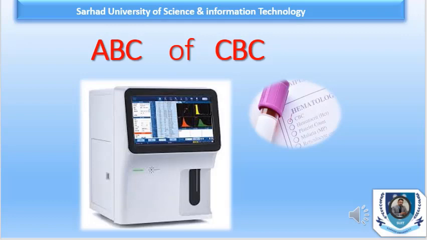Dear students, we are here with a new, very interesting and very important topic. The topic is basically CBC, and I have given the name ABC of CBC because in this topic we will discuss all the parameters which are included in CBC. And what is CBC? It is a complete blood count, also known as full blood count, that is called FBC, and it is a blood test used to evaluate your overall health and detect a wide range of disorders that may be anemia, infection, leukemia.